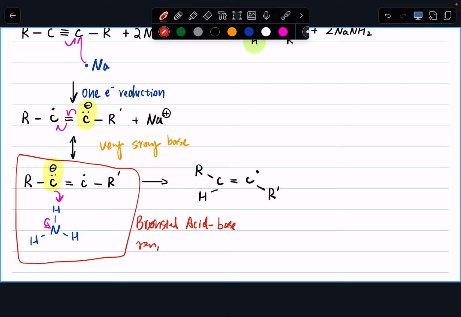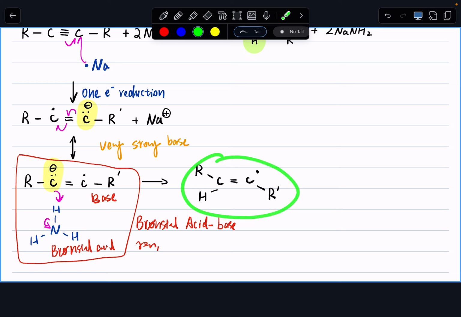And in here, which group is my Bronsted acid? So which one is my Bronsted acid in this acid-base reaction? NH3, right? So this one is my Bronsted acid. And this one is my Bronsted base. And then looking at this intermediate, which is an alkynyl radical.